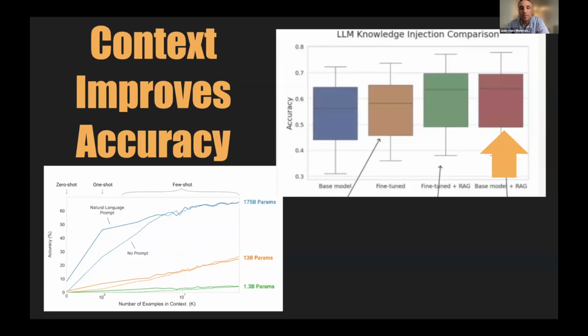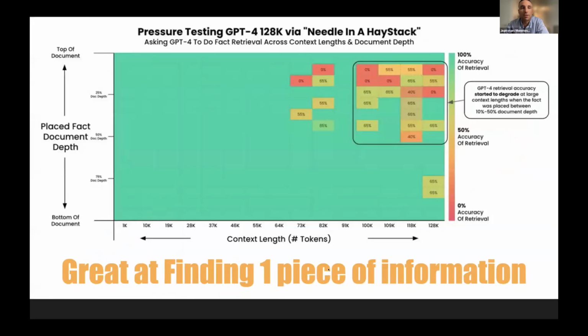First of all, context improves accuracy. Let's not forget that. Why are we even talking about context? It improves accuracy, whether you fine-tune or not, and we were just talking about fine-tuning. If you add context to a base model, the bottom left shows results based on size, and the right shows results based on whether you fine-tune. But either way, context helps. It helps with accuracy, and if it helps with accuracy, it helps with the reliability of agents.